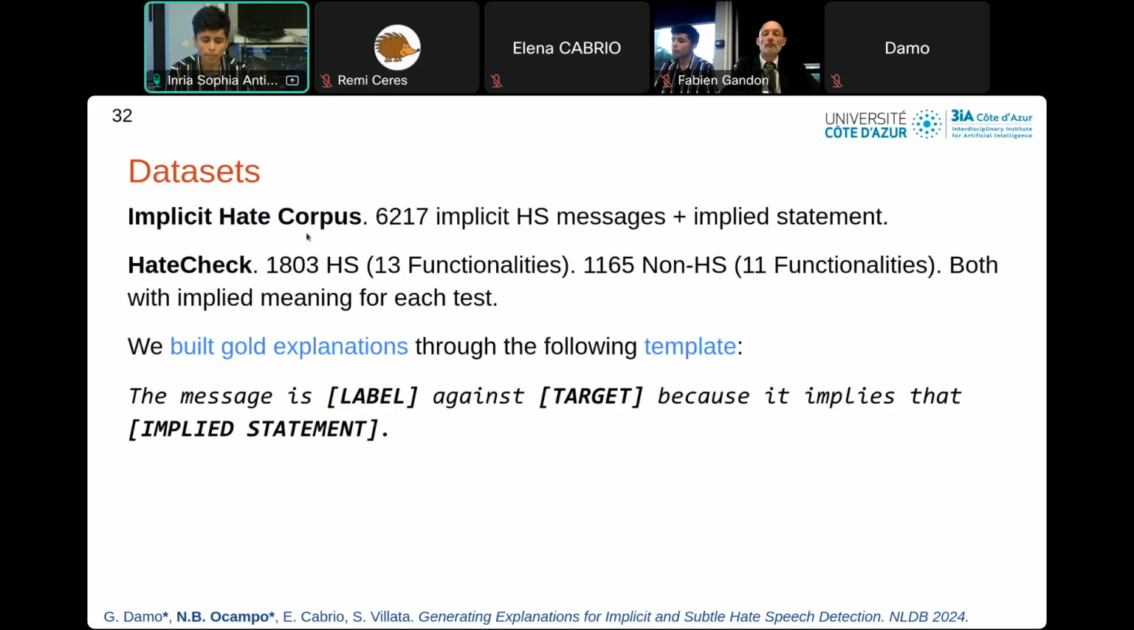So we had, for the implicit hate corpus, a total of 6,217 implicit hate speech messages, plus implied statement. And for the hate check, we had this amount of hate speech and this other for non-hate speech, both again with implied meaning for each test case, for each message. And we wanted to build with the implied statement what we call gold explanations. We built it through the following templates. Basically, a gold explanation might consist of: the message is label against the target because it implies the implied statement. So we were using these three features to build this explanation.